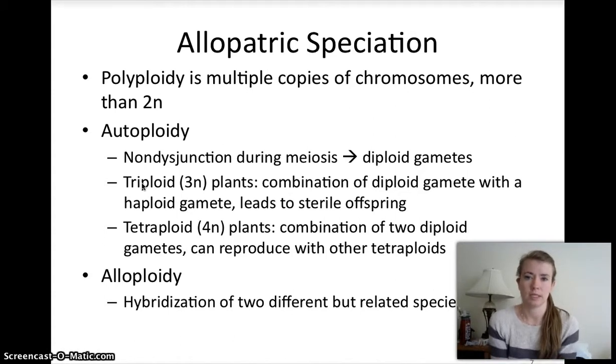So this is an advantage for the agriculture industry as well if they want to make larger fruit to sell to you. Actually, the strawberries that you buy in the store that are really big, those are 8N. They have 8 copies of each chromosome, and that's why the strawberries are so large. So that's autoploidy. That's what happens from non-disjunction.